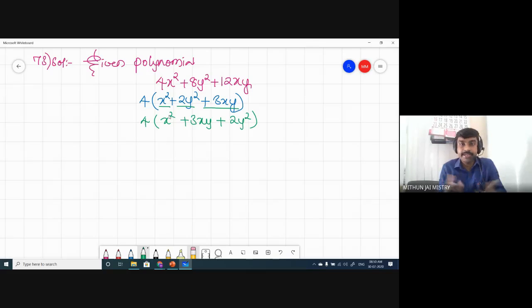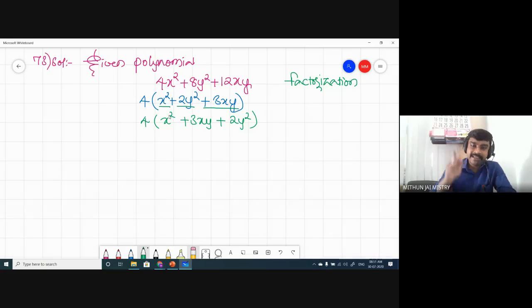Now the question is, why should I do that? I should do this so that I can take something common by splitting the middle term. So now we are going to do the real factorization. Please, children, try to understand here. I'm going to do the real factorization, which will be helpful for you in your 8th standard, 9th standard, and even in 10th standard also. So it's a very good topic, right? It needs a little bit higher thinking, but it is easy. Don't worry.